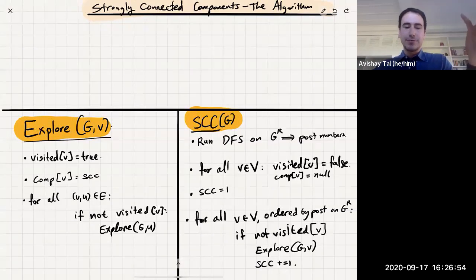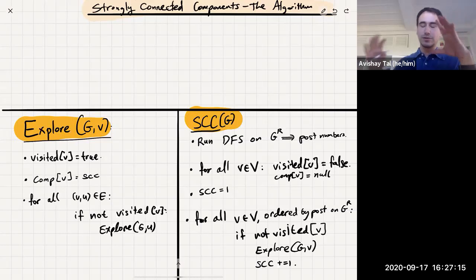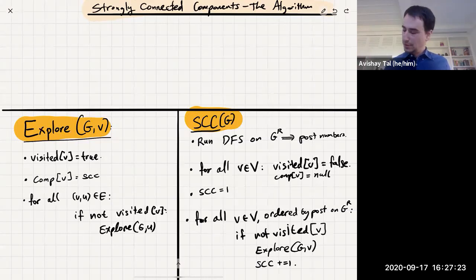So I'm going to initialize things. First I'm going to put a flag for every vertex, whether I visited this vertex or not. I'm initializing it to false. And I also write for every vertex what is the strongly connected component number that it belongs to. So in the end, I want to give numbers to vertices such that two vertices are in the same strongly connected component if they have the same number. Okay, so this is very similar to what we have in the connected components.